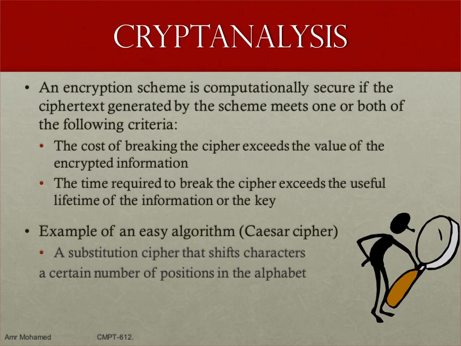Of course, cryptanalysis, or traffic analysis in general, is what we have been talking about: an encryption scheme is computationally secure if the ciphertext generated by the scheme meets one or both of the following criteria. This is very important. Now, when we say it makes it difficult, and we said this is a fluffy word, how can we define or put some clarity on the word that can make it difficult for the attacker? There's no such security mechanism that's 100% attack proof.